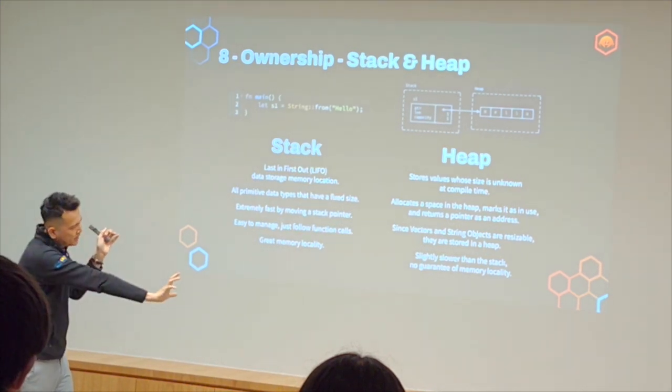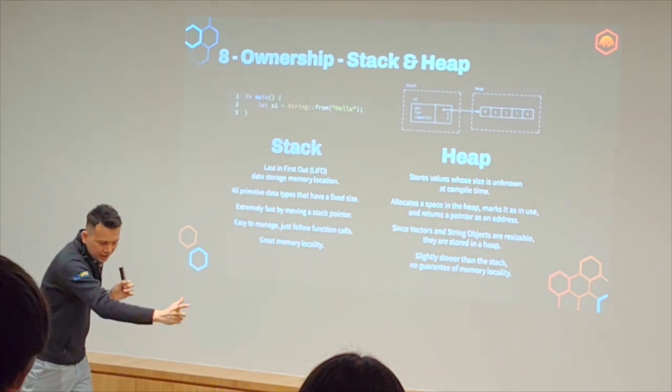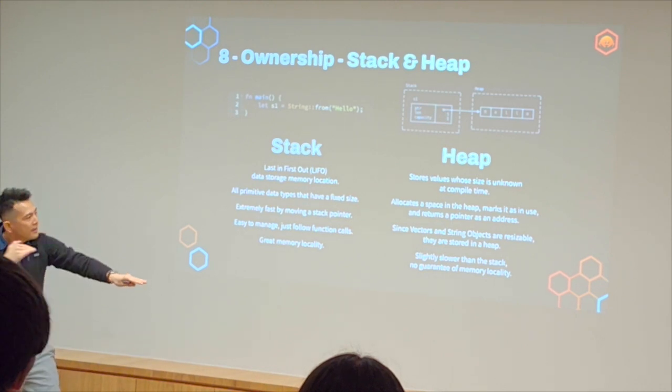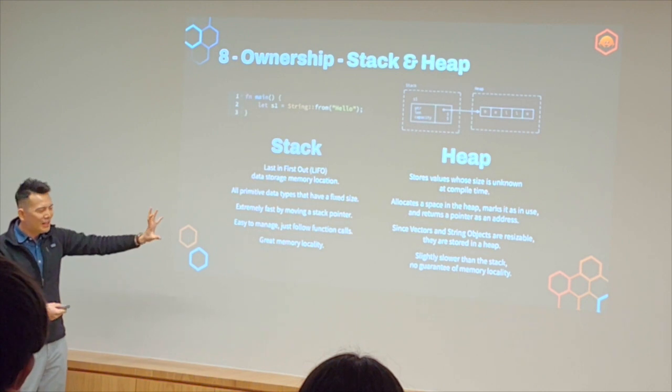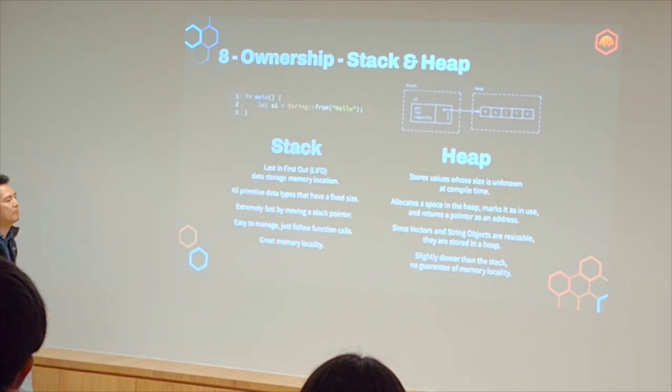you allocate something into the heap. You mark it with a marker. Okay, I know that's where it is. That's an address. I'll come back again and again. One thing you will notice, especially if you're learning Rust in your journey, vectors and strings are stored in the heap. Slow is actually okay. It's actually not super slow, but there's no guarantee of memory locality right there.